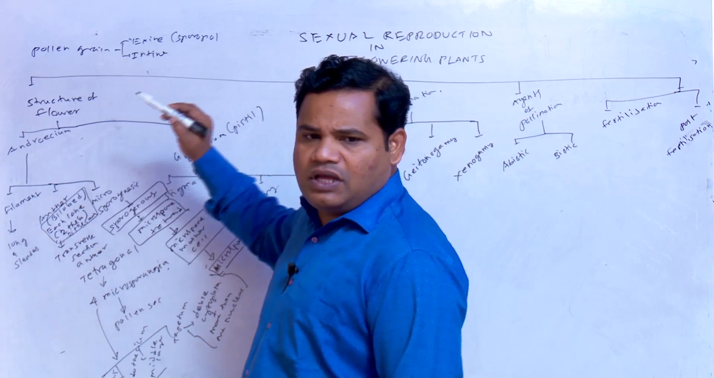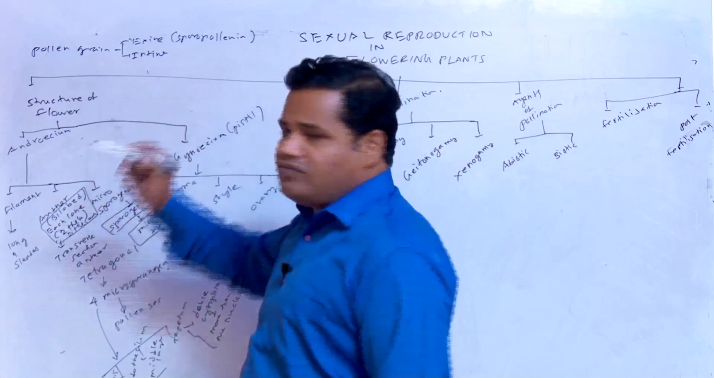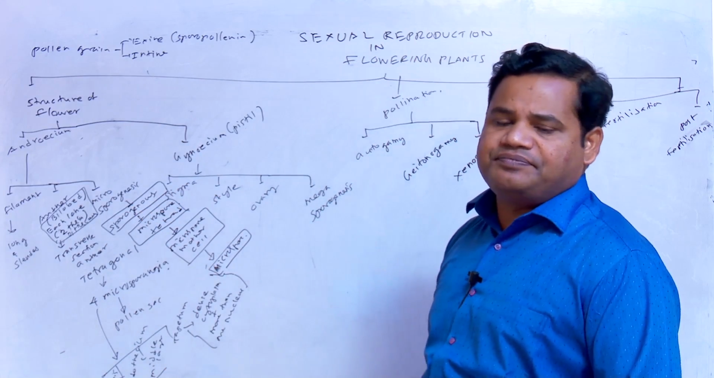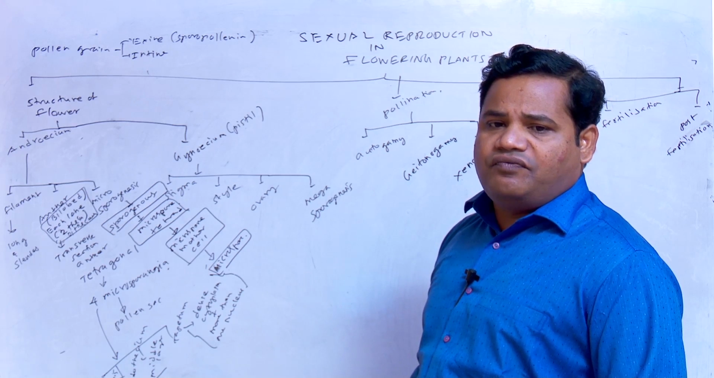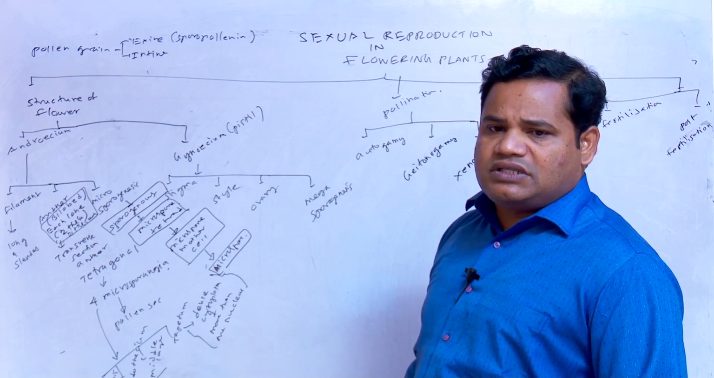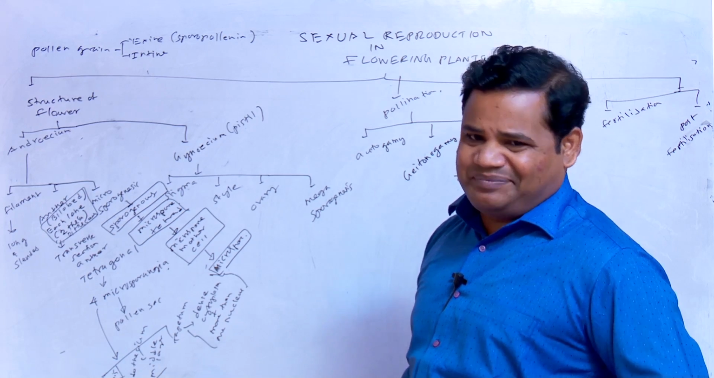Sporopollenin. This sporopollenin gives it a tough nature which cannot be digested by any enzymes. Very strong in nature. And coming to the next category, which is intine. This intine is an inner wall which is made up of cellulose and pectin.